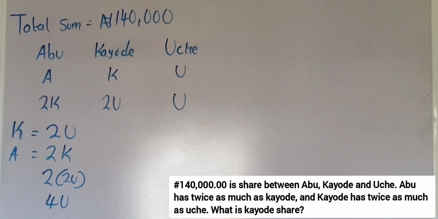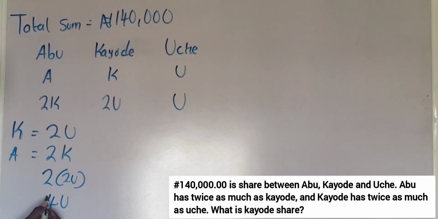Please, this is simple. It is very simple. I tell you the truth. You just have to pay attention. Look, we've been given that Abu's share is 2 times Kayode's share. You understand? So if Kayode's share is k, Abu's share will be what? 2k. If Kayode's share is 2u, Abu's share will be what? 2 multiplied by 2u. That will be what? 4u. Do you understand?